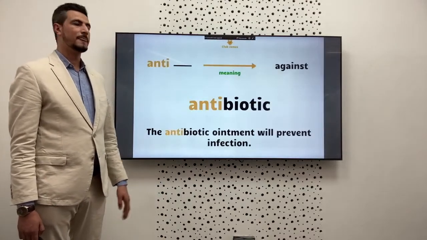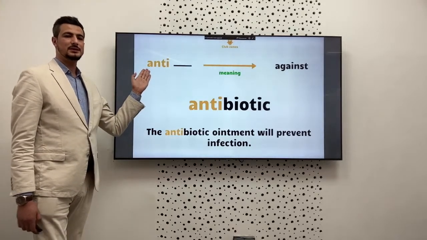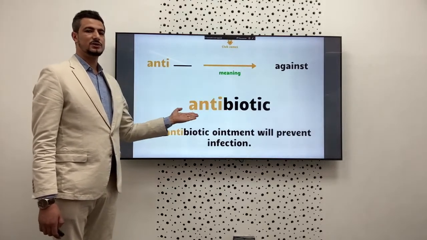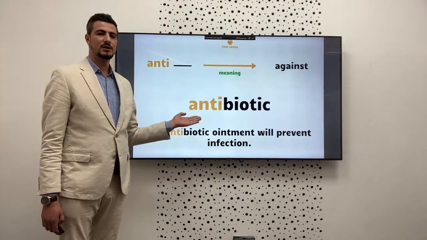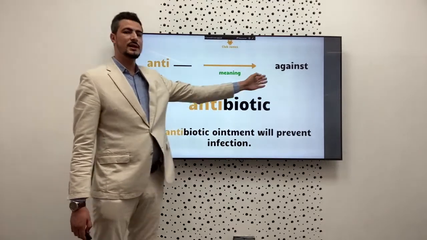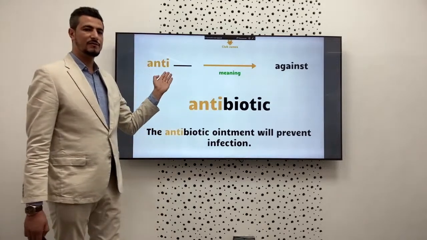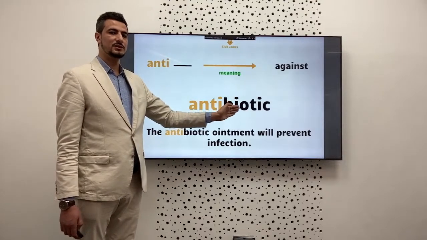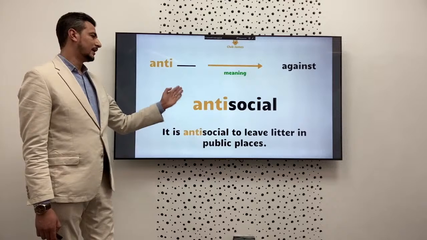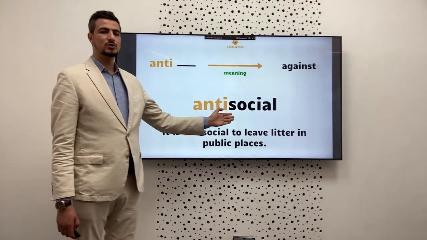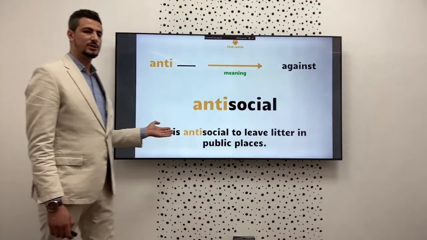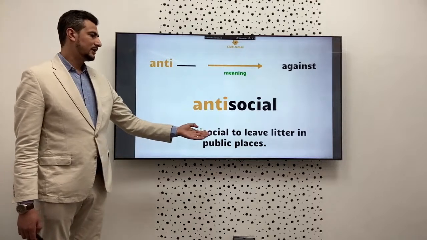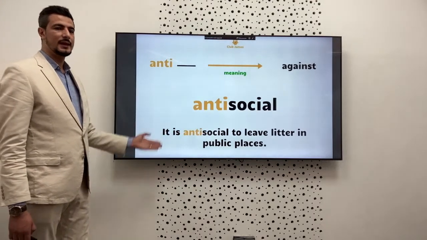to see many examples. In here we have the prefix anti. If we add it to biotic, it gives us the word antibiotic. The meaning of anti is against. So every word that contains anti in the beginning means against the meaning of this stem. Another example with anti is antisocial. Let's read this example. It is antisocial to leave litter in public places. Antisocial.